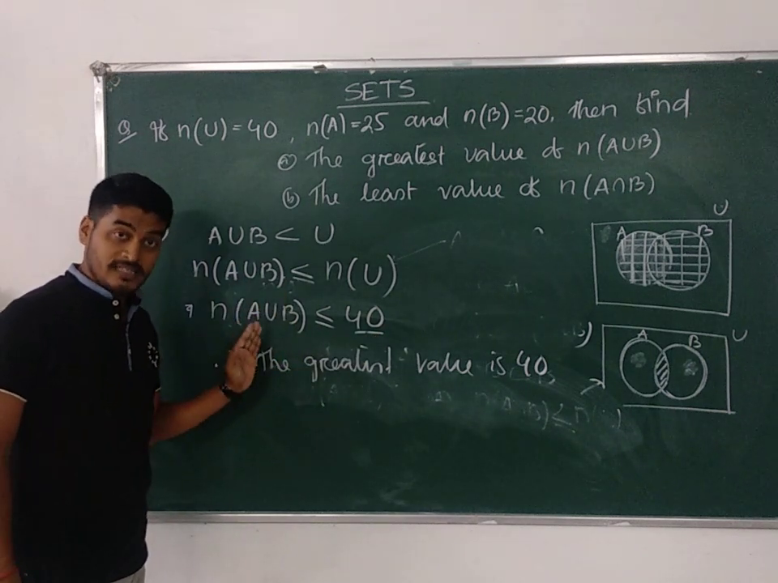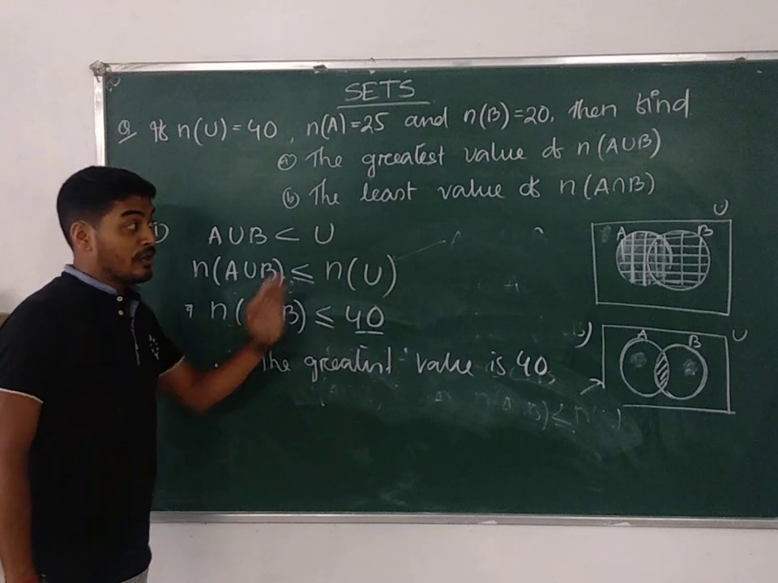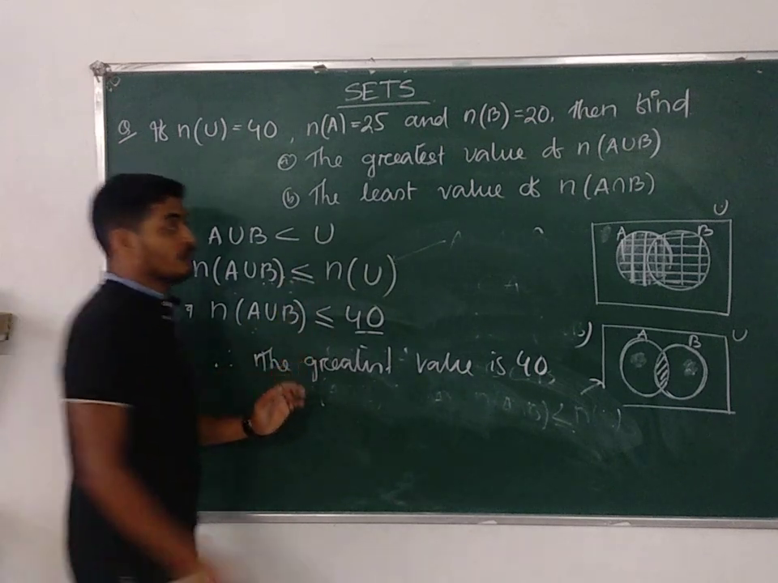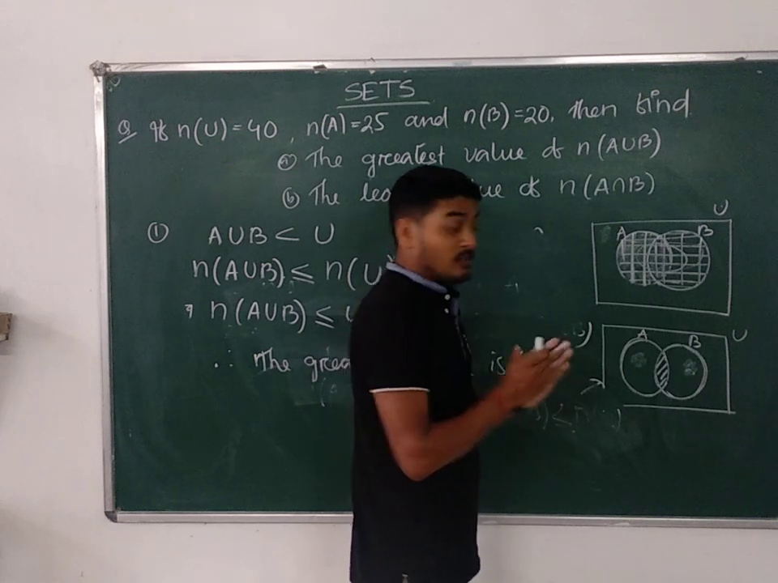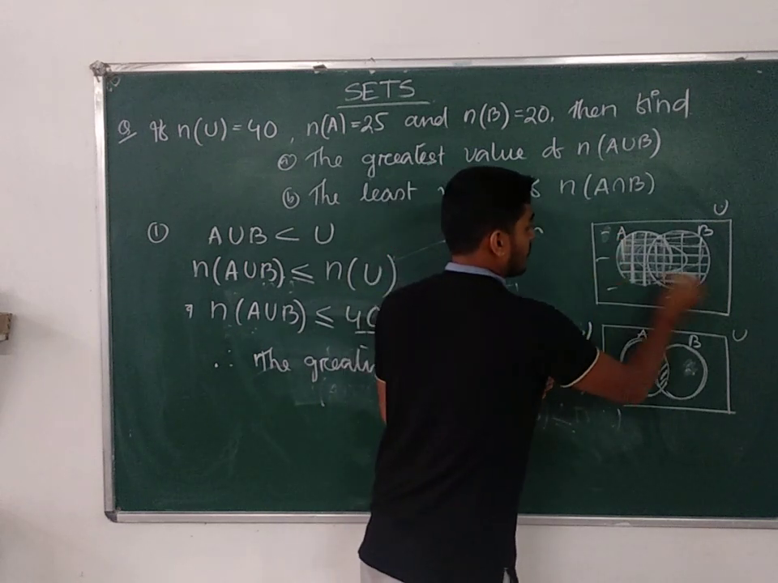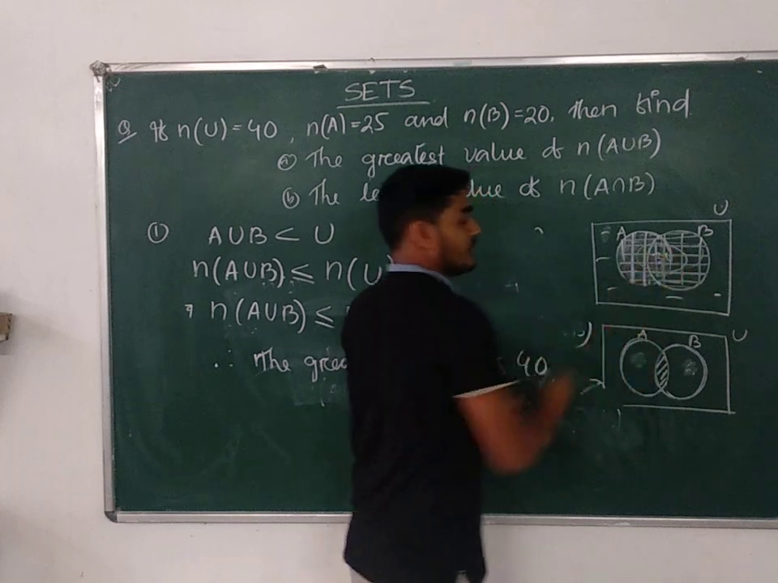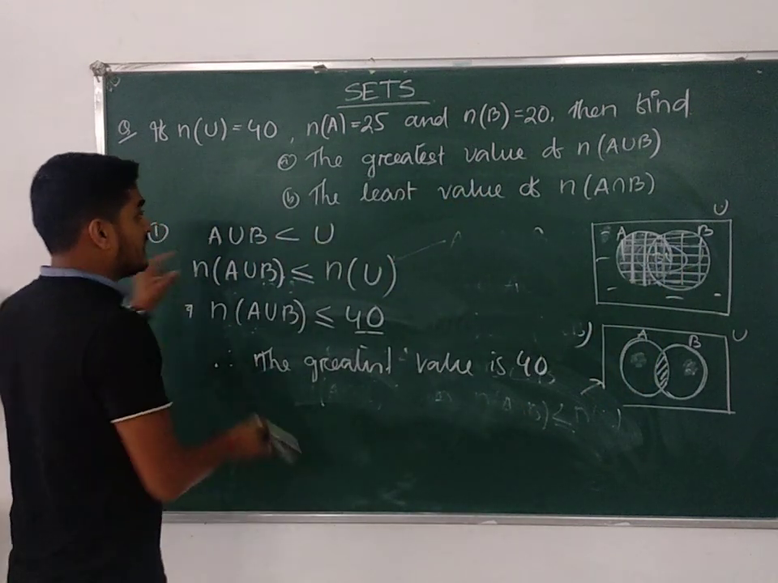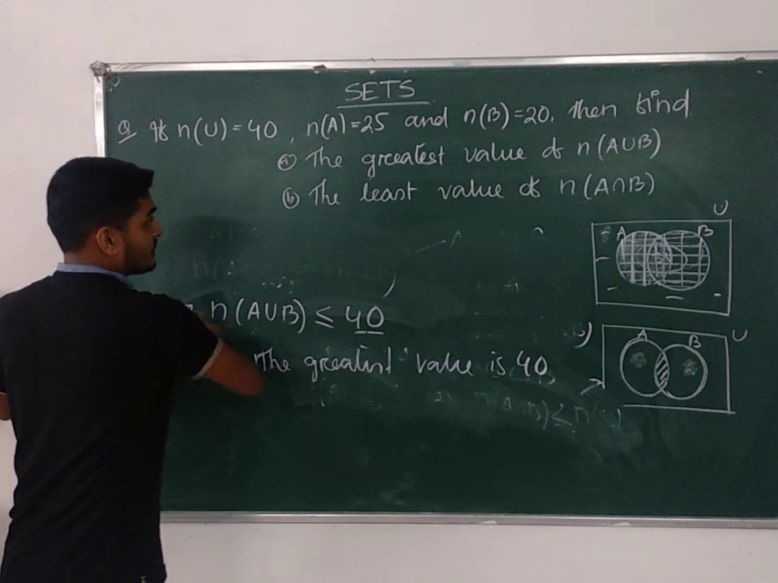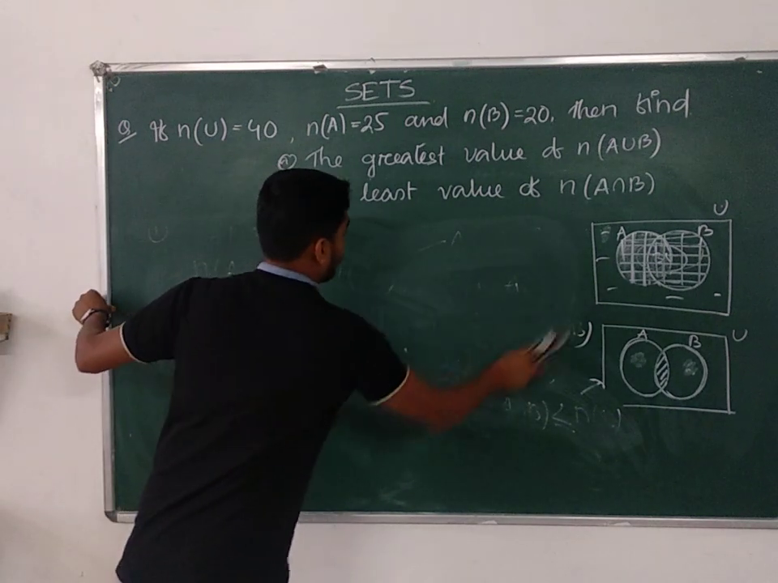ইউনিয়নত 40টা এলিমেন্ট আছে, A union B ইউনিয়নতকৈ কম হ'ব নহলে সমান থাকিব। Exactly A union B contains exactly 40 elements, বোলে 40টাৰ ভিতৰত 5টা বাহিৰত আছে, তেতিয়া how many elements will be there? 35 elements will be there in A union B. So that I got. So next, what about the least element? How can we relate A intersection B?